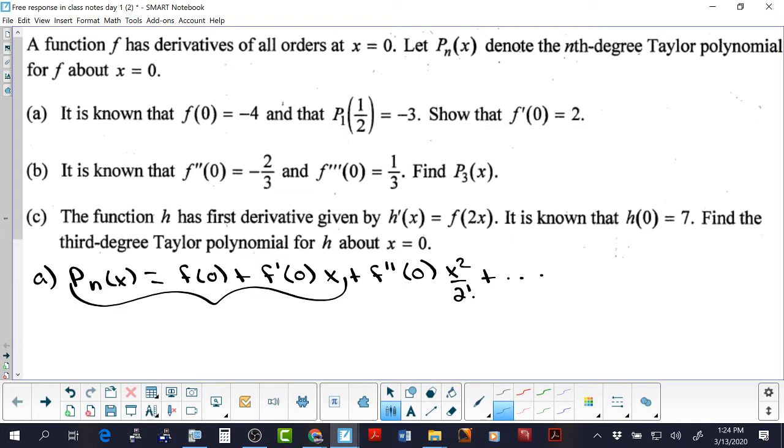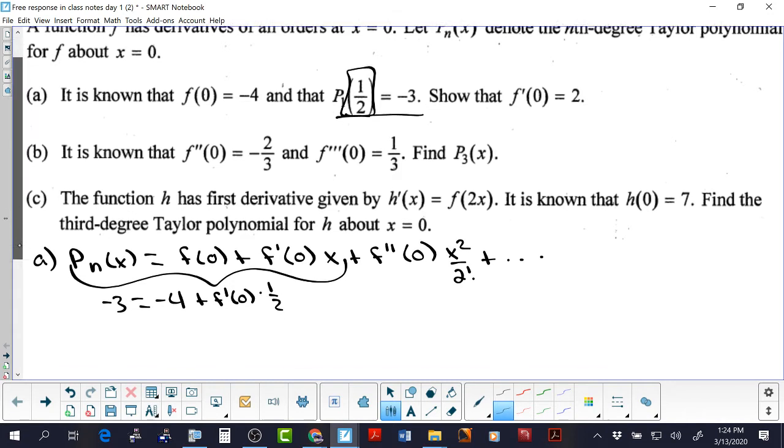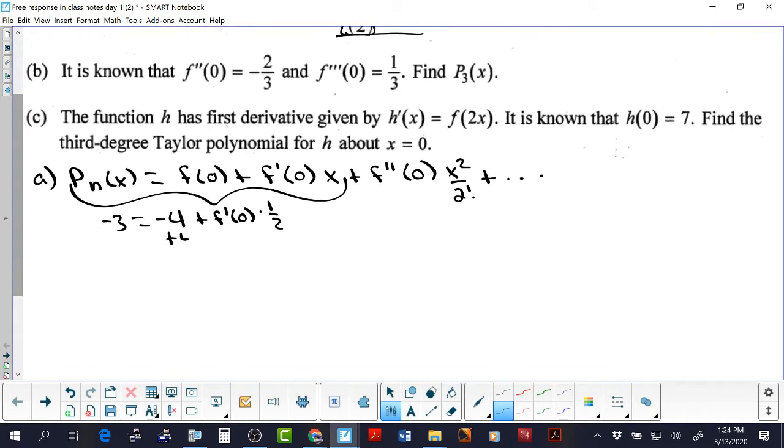Now we know that p sub 1 is negative 3, f of 0 is negative 4, and we're supposed to show that f prime of 0 is equal to 2. We're plugging 1/2 in for x, so times 1/2. Let's add 4. So we have 1 is equal to f prime of 0 times 1/2, and then multiply both sides by 2, so f prime of 0 must be 2.